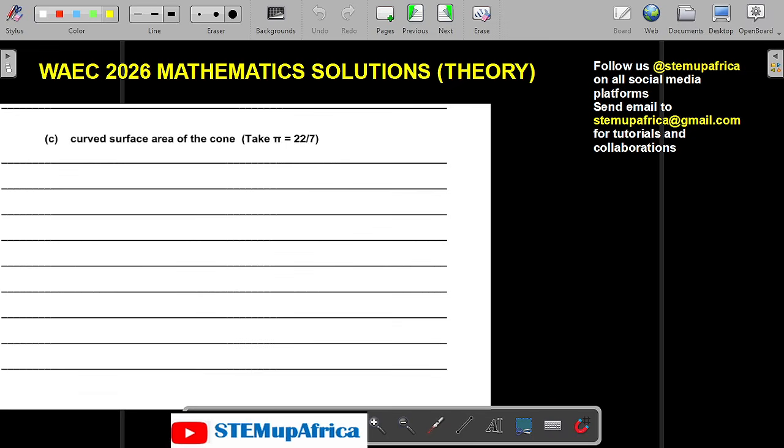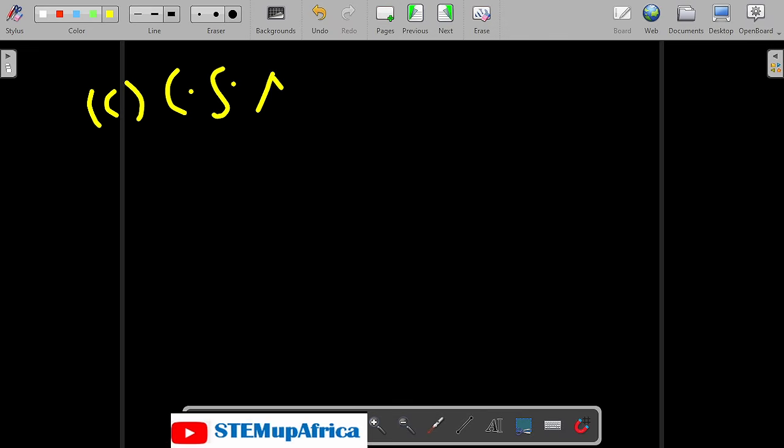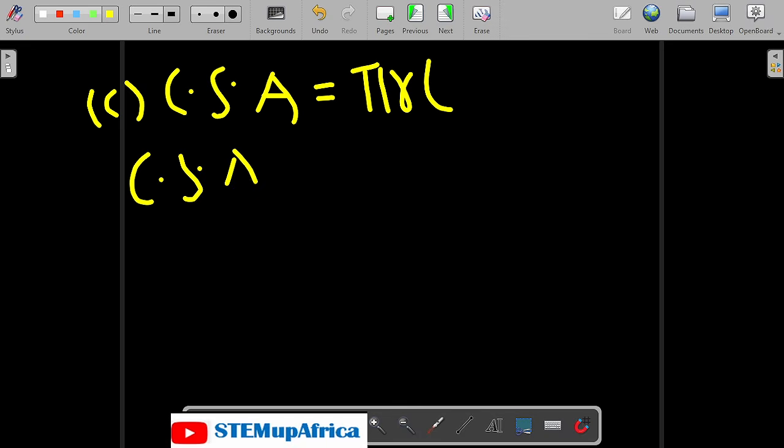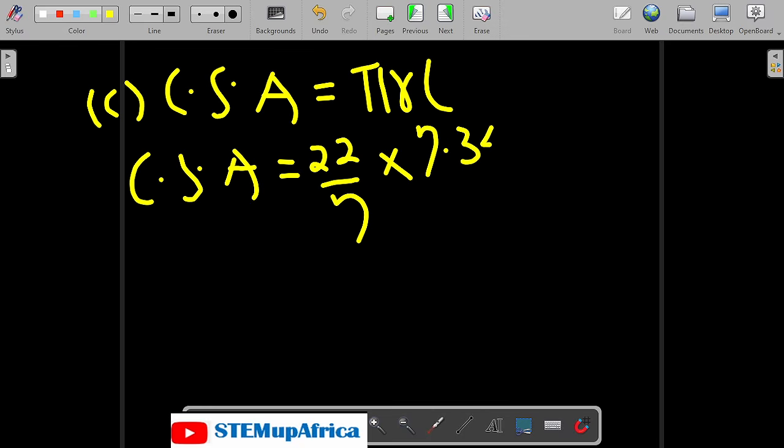So let's see question C. Question C, we should find the curved surface area of the cone. So what is the formula of curved surface area? CSA is pi r L. So my CSA, pi is 22/7 times the radius, which we've found already, 7.34, and the slant height, which we got as 27.